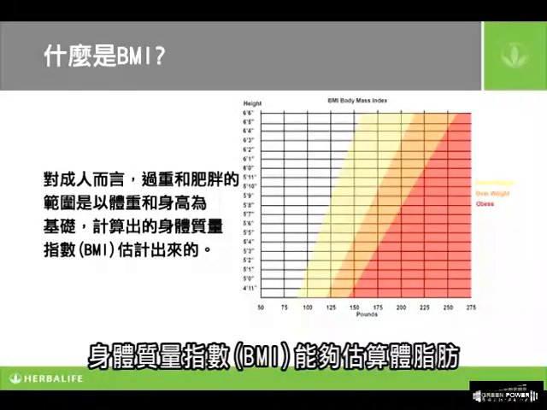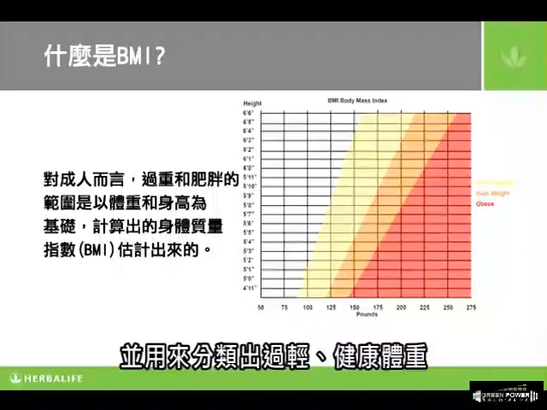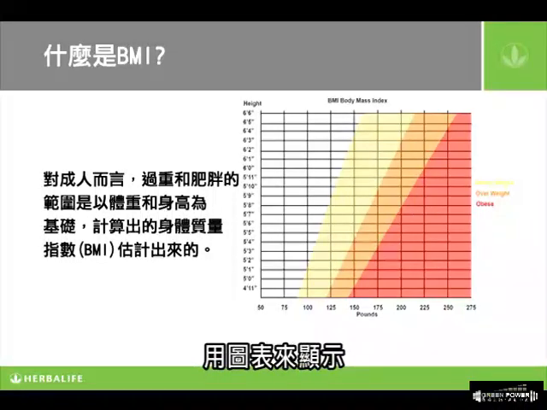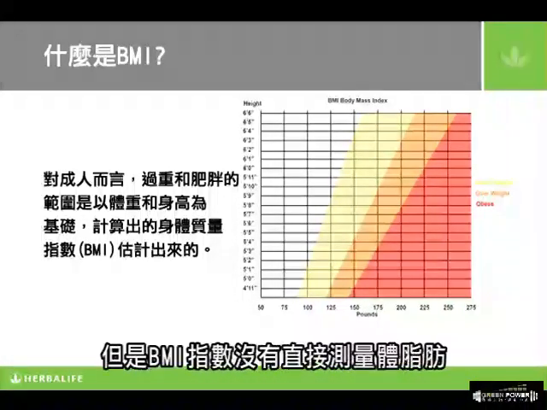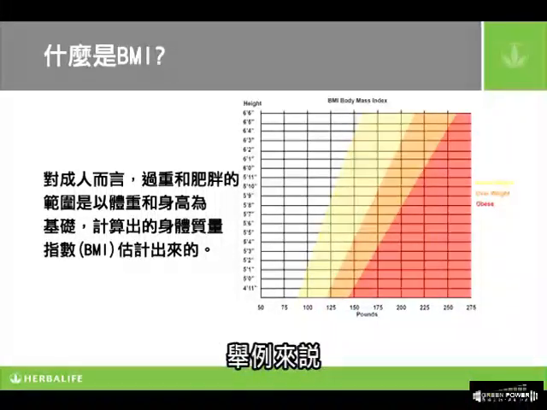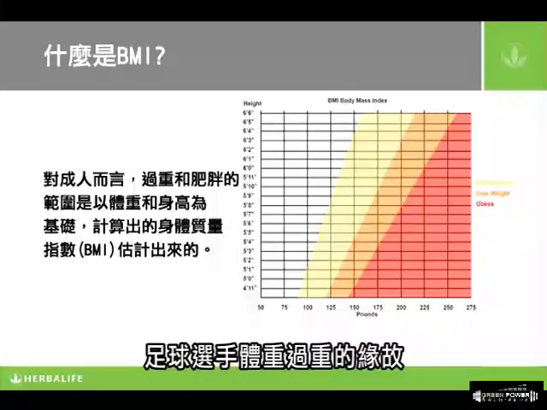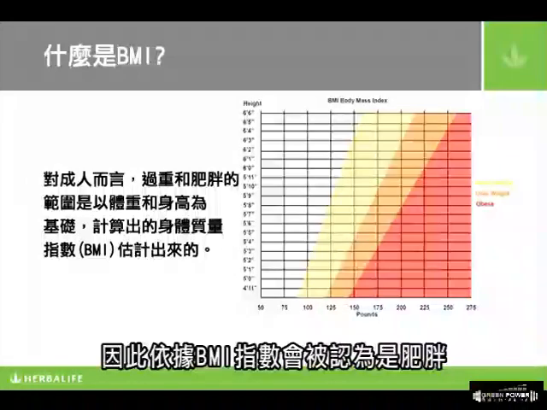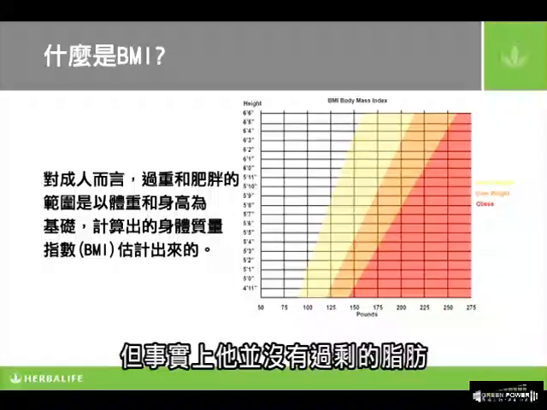Your body mass index, or BMI, estimates your body fat and is used to classify people as underweight, healthy weight, overweight, or obese. BMI is indicated on a chart based on your height and your weight. However, BMI does not measure body fat directly, so it can misclassify people as obese. For example, a football player may have excess weight due to increased muscle, but not excess fat. Therefore, he will be thought to be obese according to the BMI, even though his body is lean.